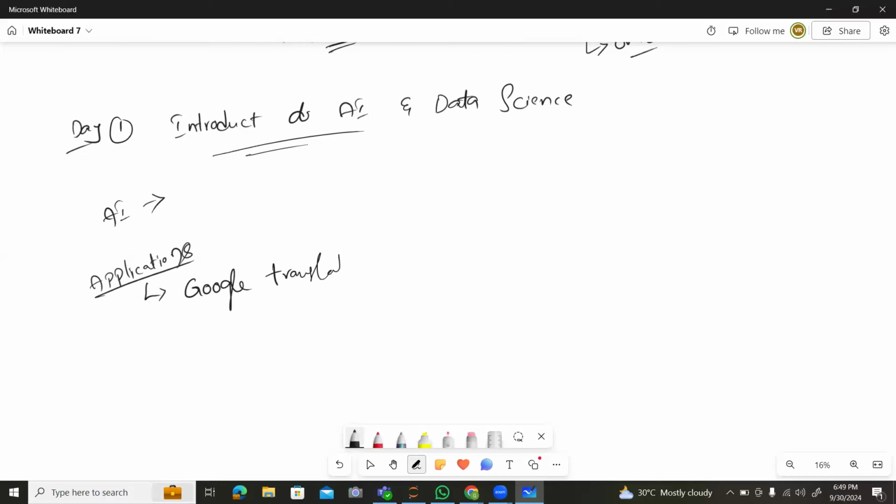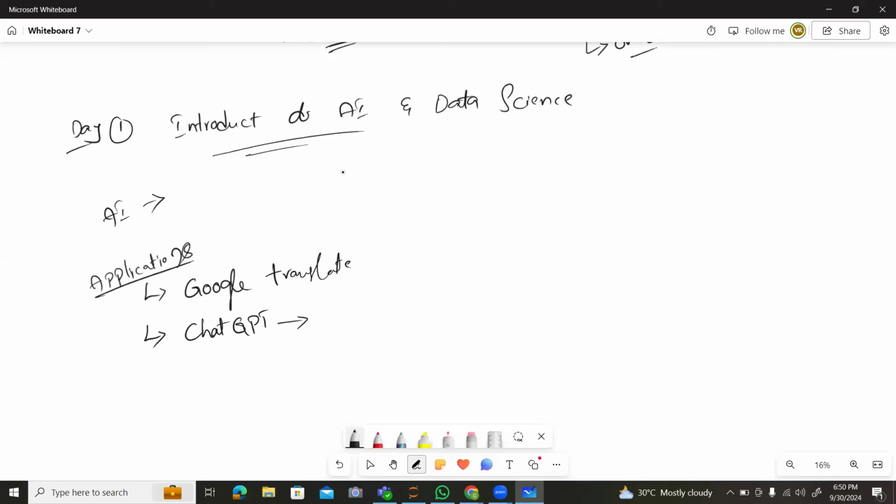So it is used to translate one type of language into another type of language, right? It is also working on AI only, where it completely works on AI. So right now we are using ChatGPT, right? ChatGPT is also completely working on AI.